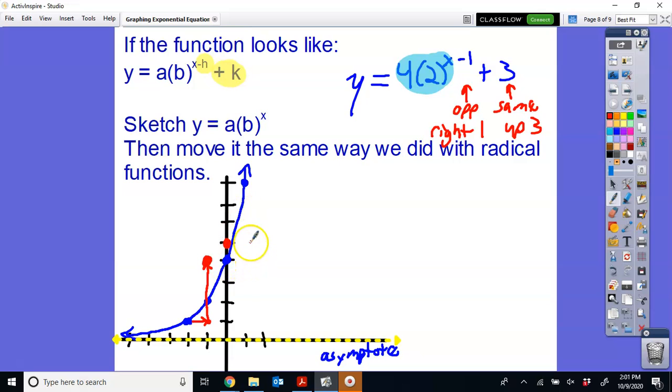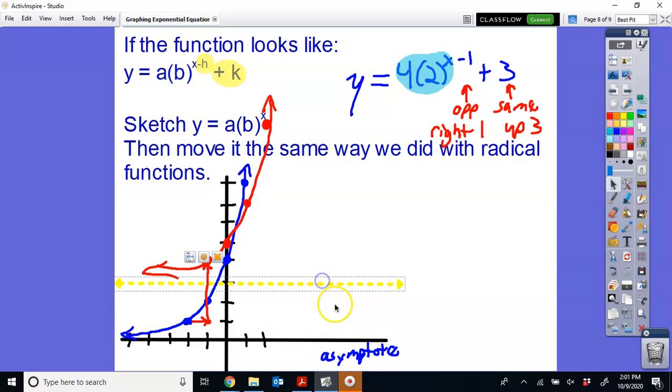Right 1, up 1, 2, 3. Right 1, up 1, 2, 3. And it moves my entire graph up 3 spaces and over right 1. And so what that also means is it takes my asymptote that we have here and it moves that up 3 spaces too. So I have this asymptote that's moved.